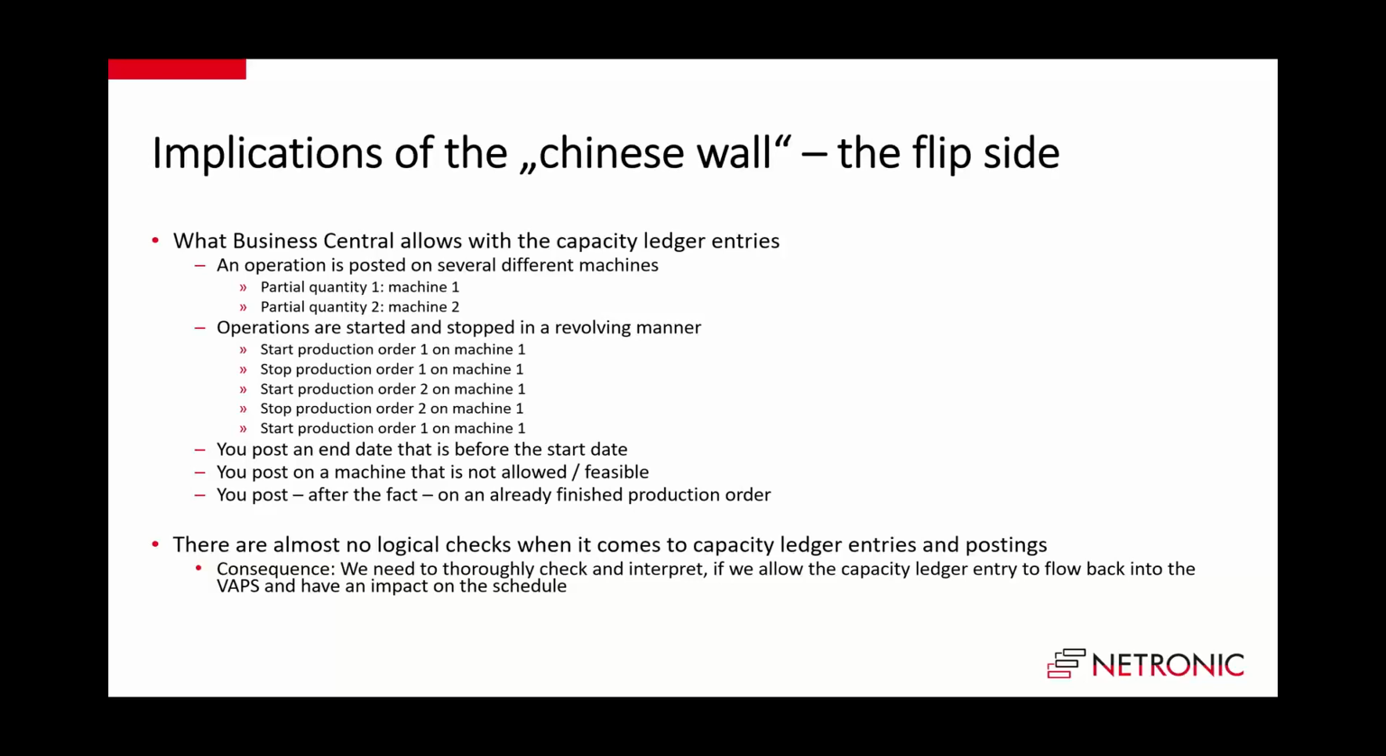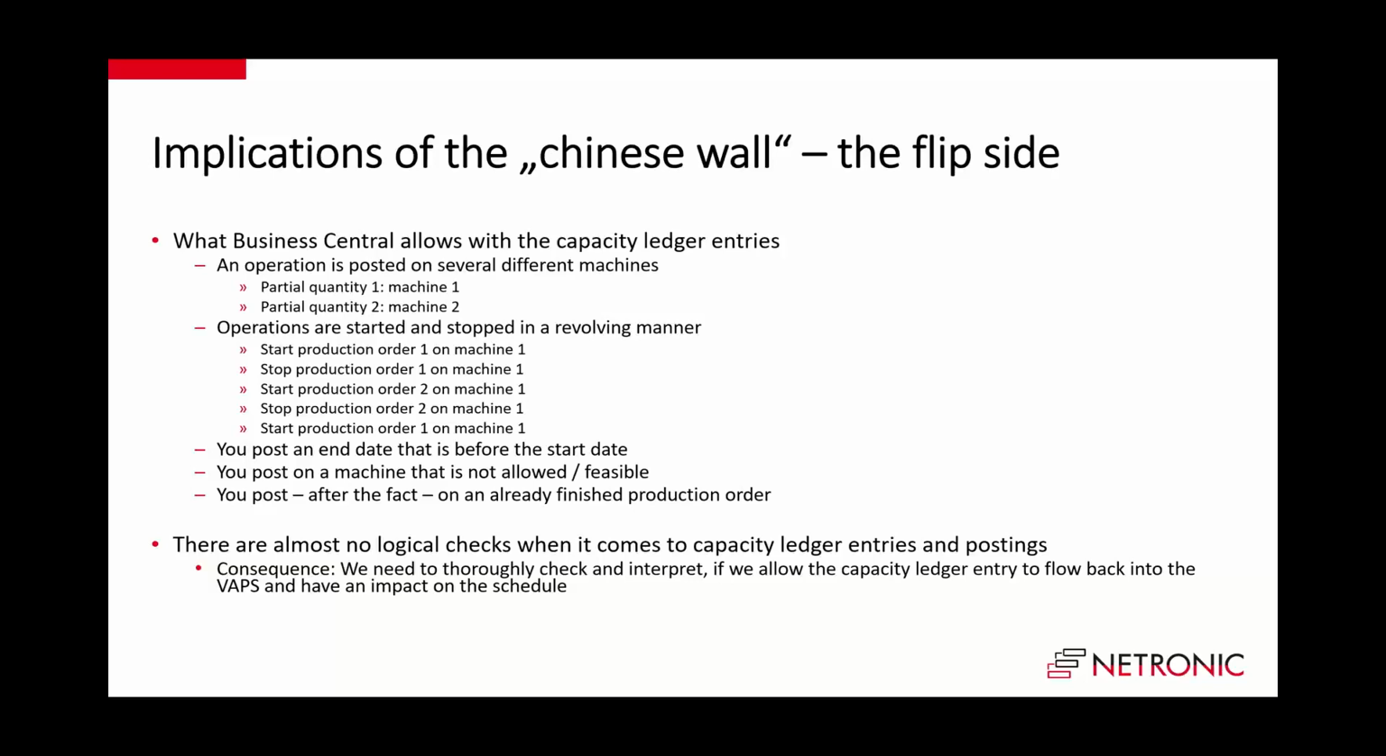And this creates an issue for guys like us who try to build scheduling software to do proper production order and machine sequencing against finite capacity, taking into account material availability and all those things that the VAPS does. Because if we want to allow capacity ledger entries to flow back into the VAPS and have an impact on the schedule, we really need to analyze what is happening here, what type of data have been produced and how we deal with them. Because ultimately there's a lot of value in having your schedule updated on the actuals. But if the way the actuals are generated has no logical checks, then we had to do a lot of thinking how to interpret and deal with this data.